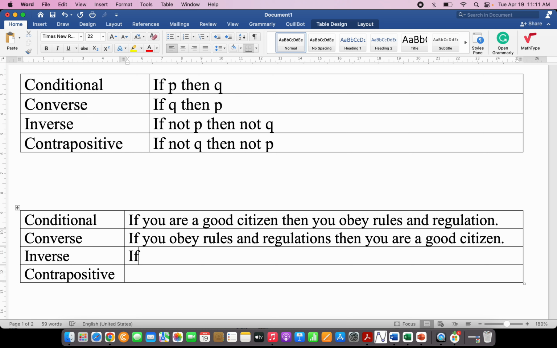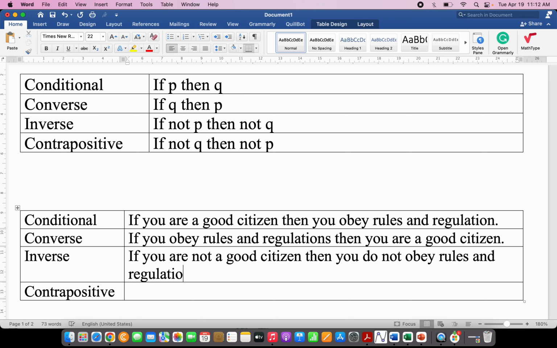So if you are not a good citizen, then we also negate the conclusion part. If you are not a good citizen, therefore, what? Yes. Very good. Then you do not obey rules and regulations. That's it.